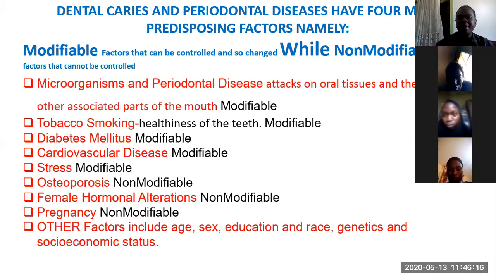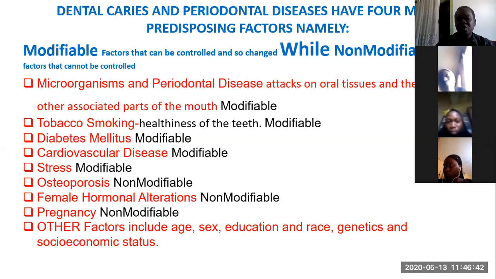Let's go further. Now, the problem of periodontitis can be categorized into two. That is, the dental caries and periodontal diseases can be categorized into two, but the causes are many. Sorry, I put 4 causes there. There are more causes, but they are divided into 2 main causes: modifiable, and the other is non-modifiable. Modifiable problems and non-modifiable problems can lead to dental caries and periodontal diseases.